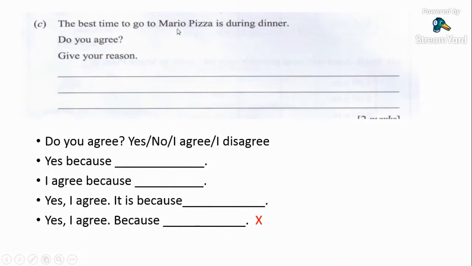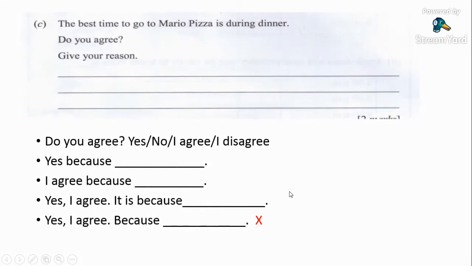The best time to go to Mario Pizza is during dinner. Do you agree? Give your reason. Okay, so when they ask you, do you agree? There's only yes or no, or you can say I agree or I disagree. And then you can also say yes because apa, kenapa. I agree because why. Yes, I agree, full stop.